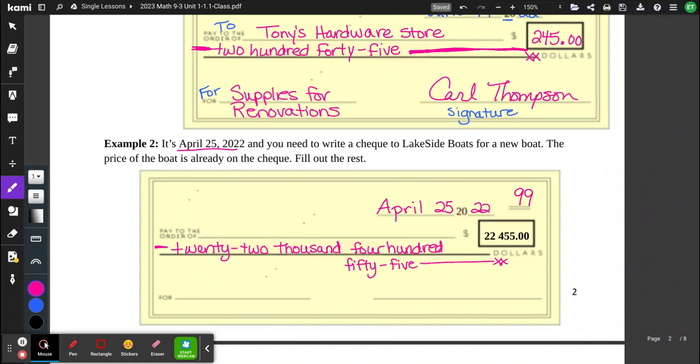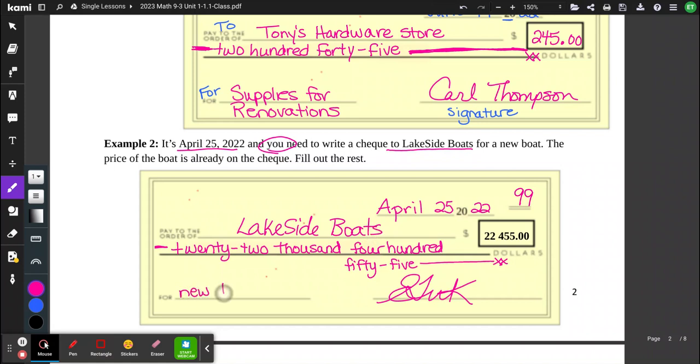All right, so it says you need to write it. So you're going to sign it on the bottom. So I'm going to sign it for Miss Tuck, and you guys are each going to sign it the way you would sign it for your signature. And we have to write the check to Lakeside Boats. So Lakeside Boats. And what did we buy? A new boat. Okay, and now we've finished filling out our second check.